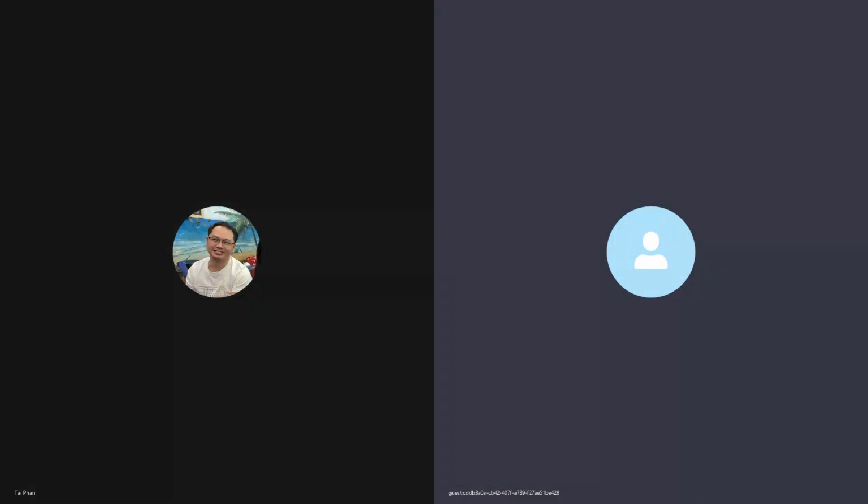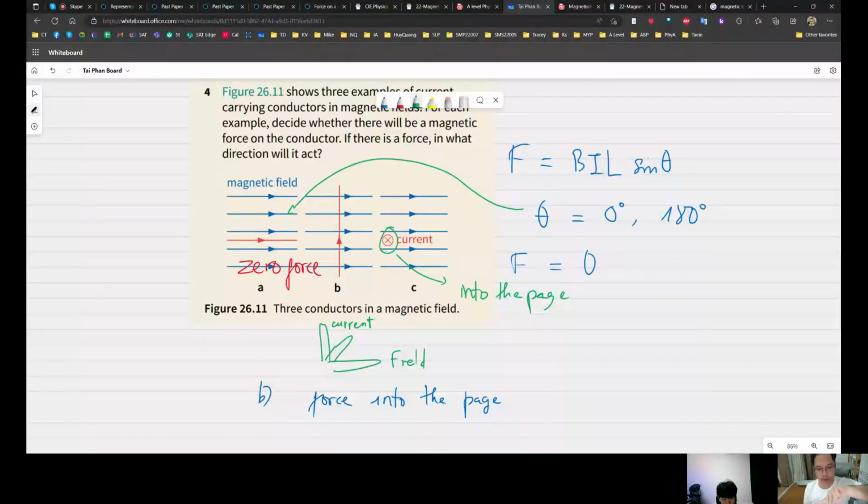Go towards me. Yes. Wait, into the page. From my view, I'm seeing into the screen. So you can use the left hand rule yourself. Check if the force that you determine is also in the downward direction.